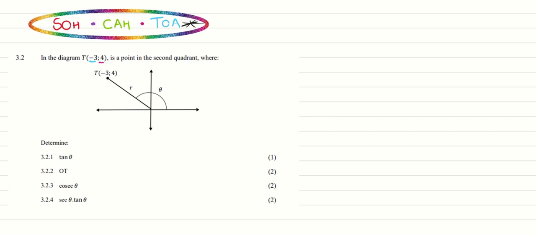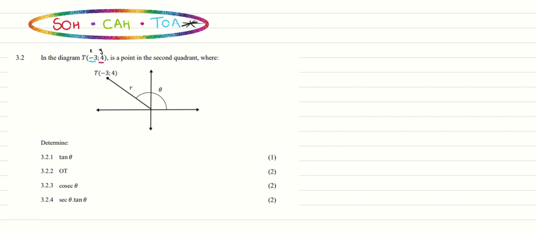Okay, 3.2 reads: in the diagram, T(-3, 4) is a point in the second quadrant, and the figure is attached below. You'll see I underlined the x coordinate in blue, and I underlined the y coordinate, or the y value, in pink. Now we know that our first step here would be to fill in and build this triangle.